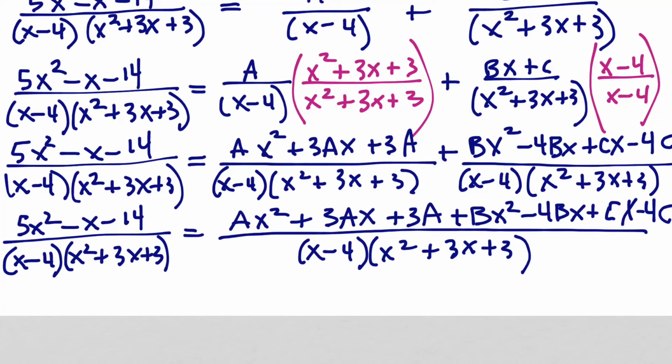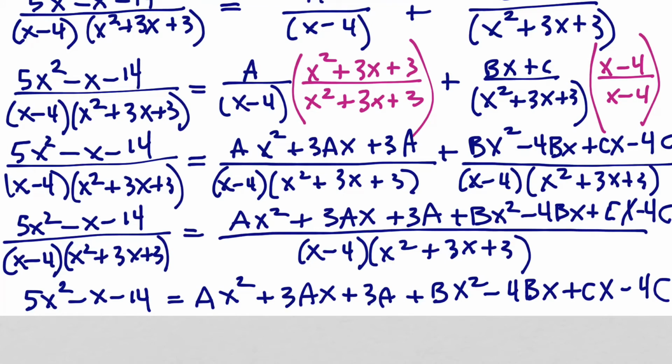So I wrote it all out. So now we can see that the numerators have to be equivalent. So we'll set up an equation using only the numerators. All right, so I wrote that out. Now let's go ahead and highlight the coefficients of the x squared, the x, and the constant terms in different colors. So let's start with the x squared terms. So the coefficient here is 5a plus b. All right, and then for the x terms, I've got a -1, a 3a here, a -4b, and a c. And then for the constant, -14, 3a, and -4c.